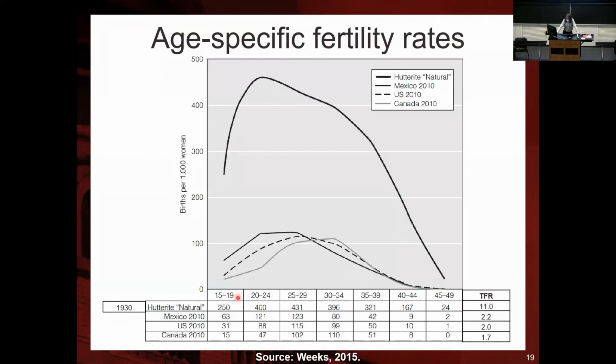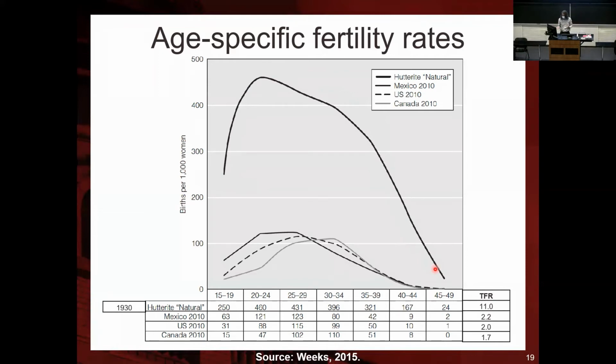So for every 1,000 women between the ages of 15 and 19, back in 1930, in this group, 250 of them had children. It's a lot. Out of 1,000 women in this age group, 460 of them had children. This group here, out of 1,000, 431 had children. If we get these numbers and put them in this graph, that's exactly this curve here, really high levels. How do I know those are high levels? If I compare to more contemporary societies.